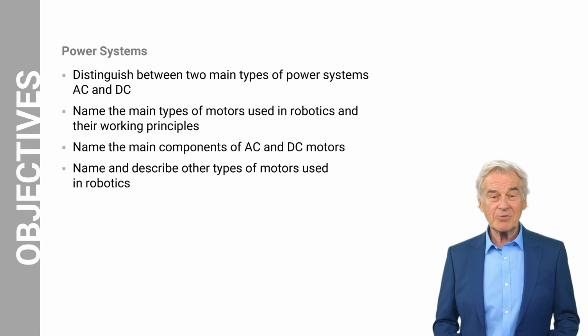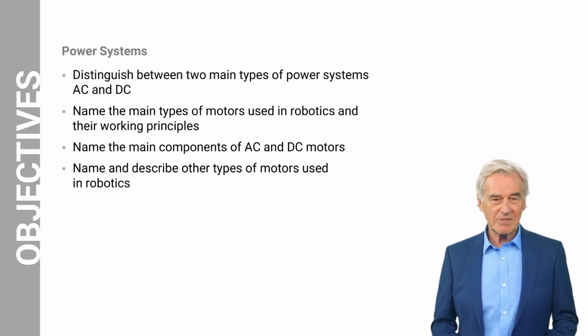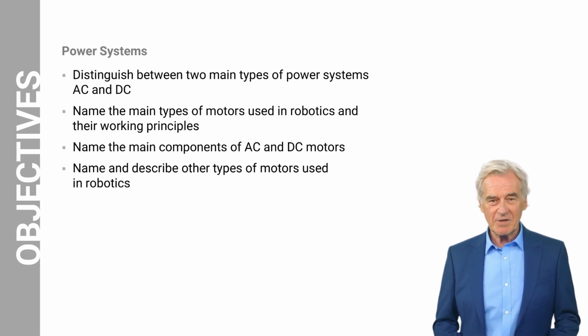Upon completion of this lesson, learners will be able to distinguish between AC and DC power systems, name the main types of motors used in robotics, including their working principles, name the main components of AC and DC motors, and name and describe other types of motors used in robotics.